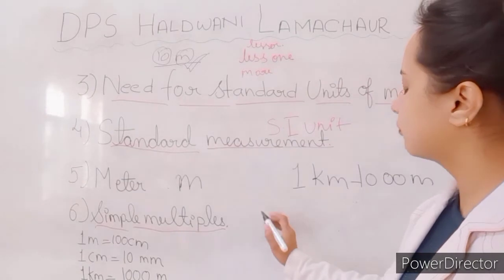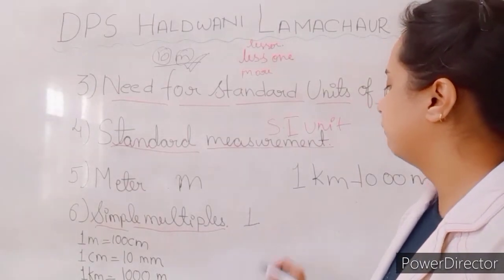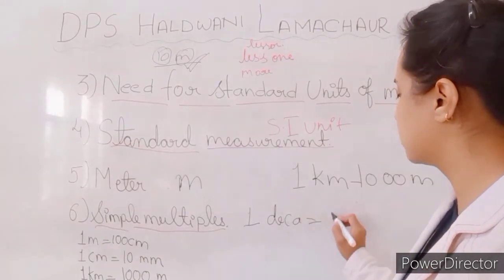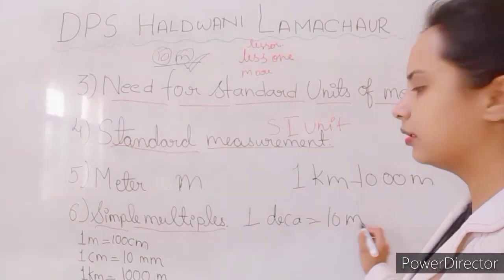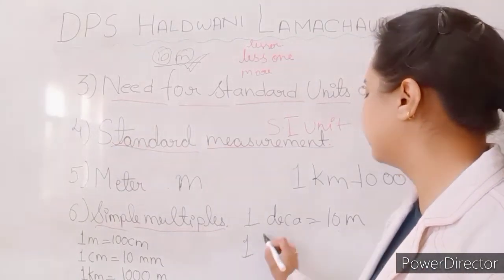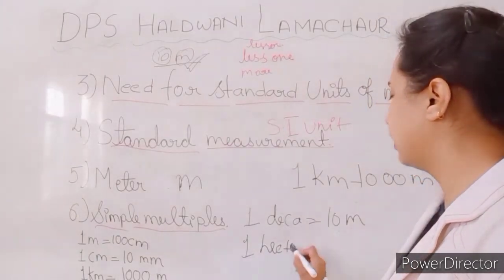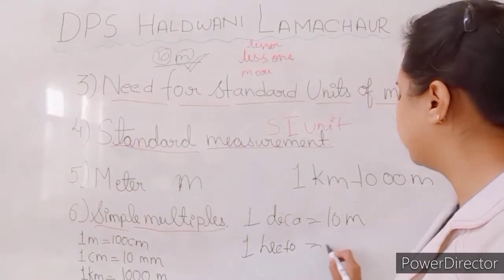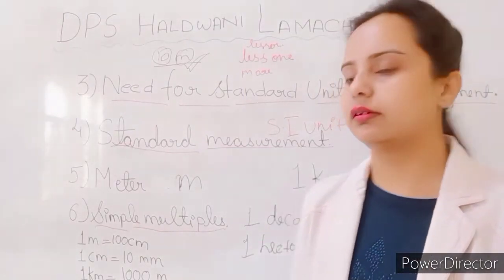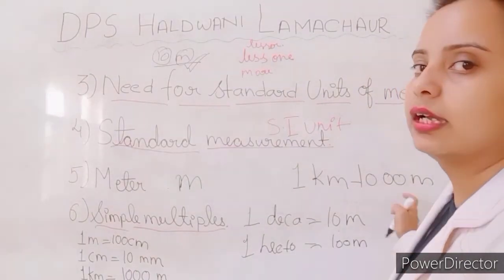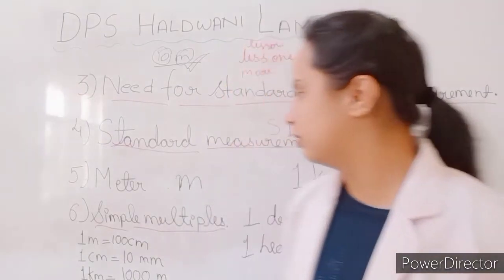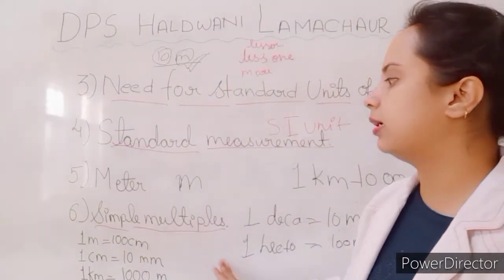Okay, now there are some more. 1 decameter is equal to 10 meters. 1 hectometer is equal to 100 meters. And 1 kilometer is equal to how many meters? That is 1000 meters. Okay, so I hope you understood the simple multiples.